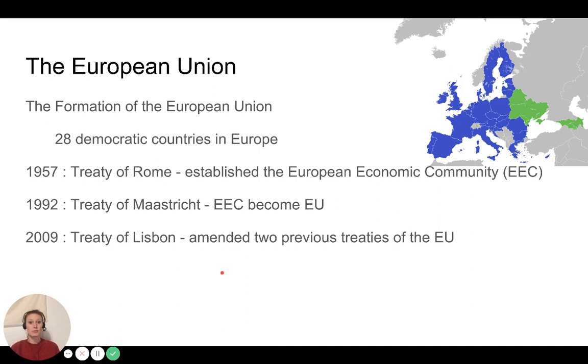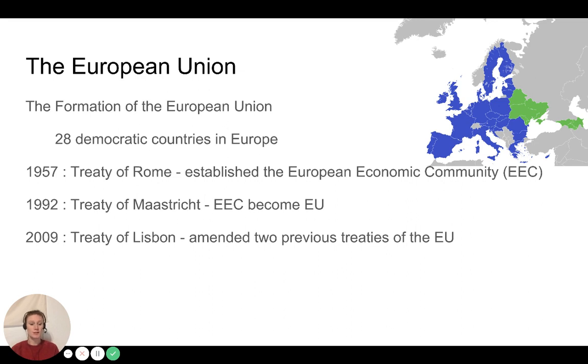The European Union. The formation of the European Union. There are 28 democratic countries in Europe, shown in blue. Different dates happened that are important to remember.